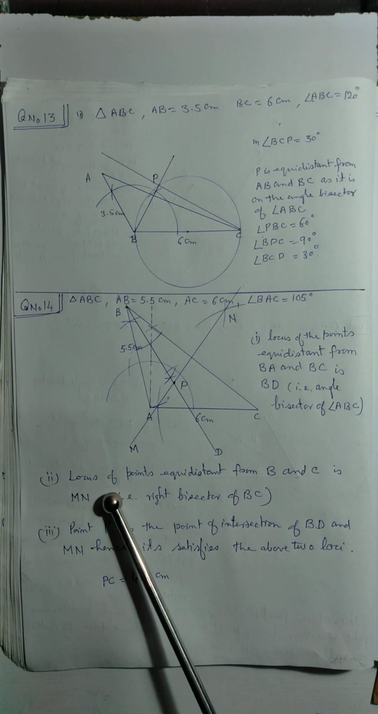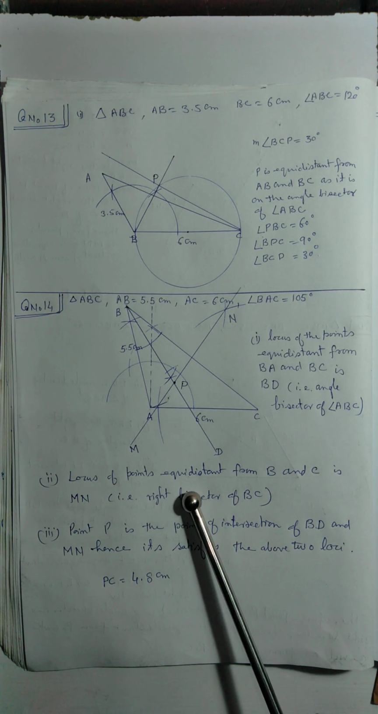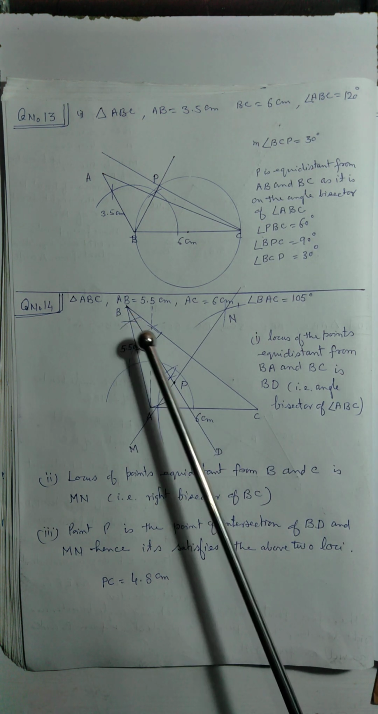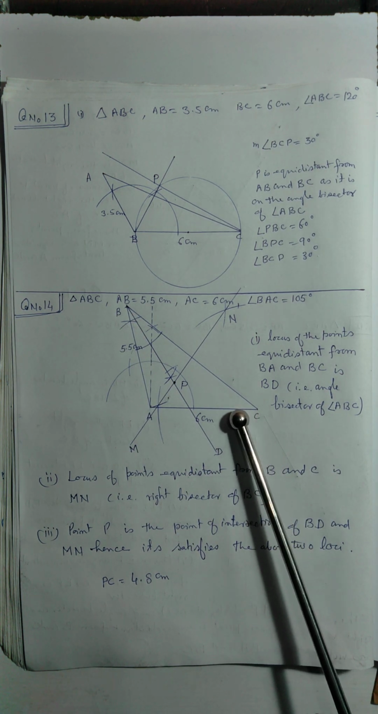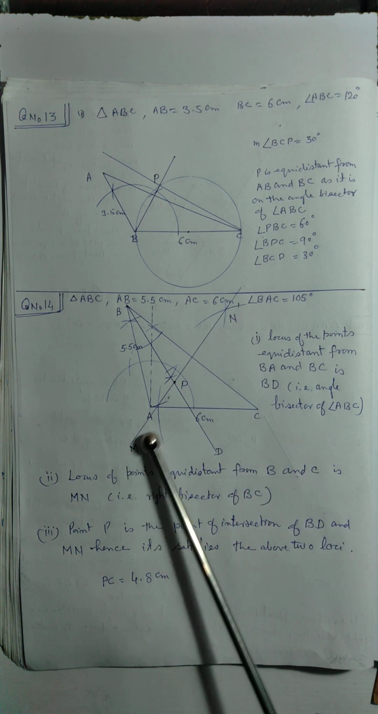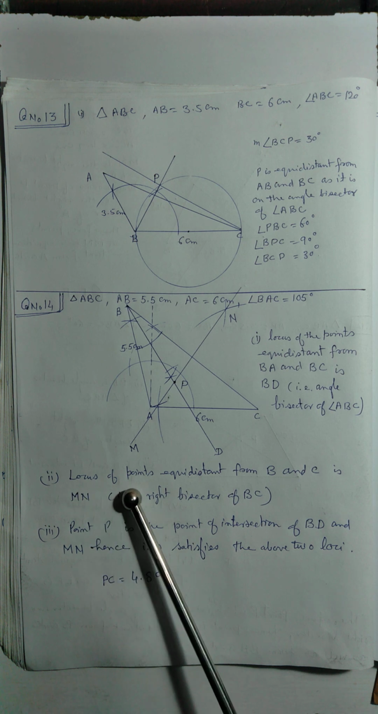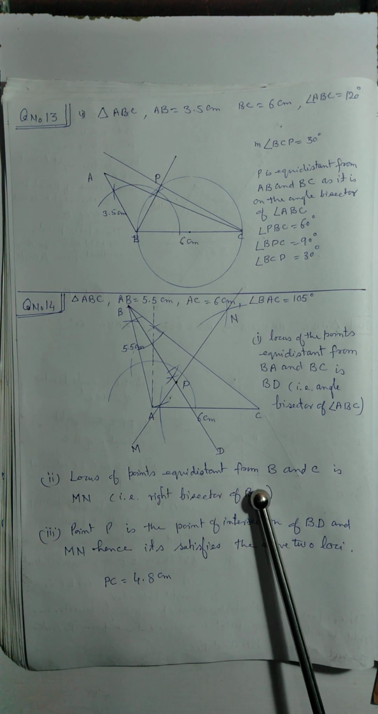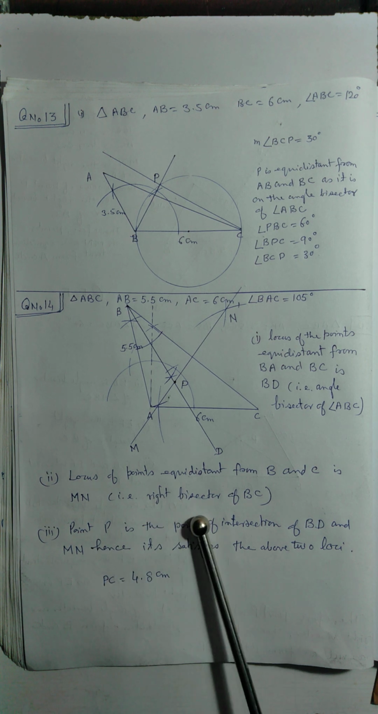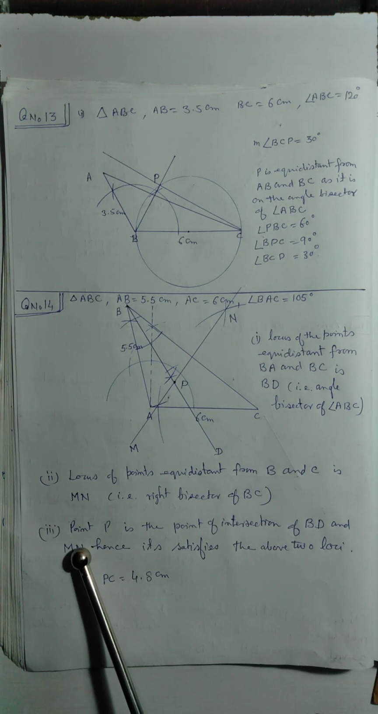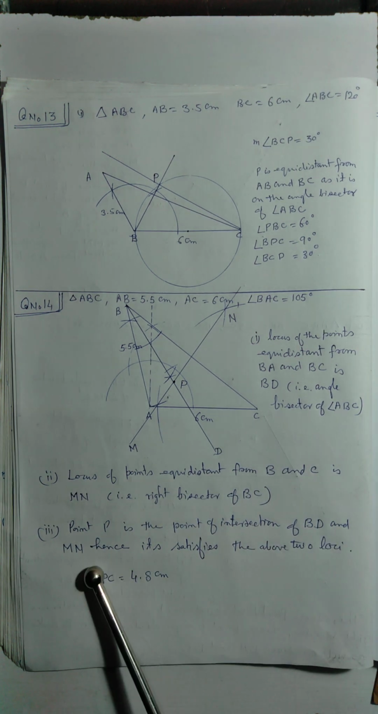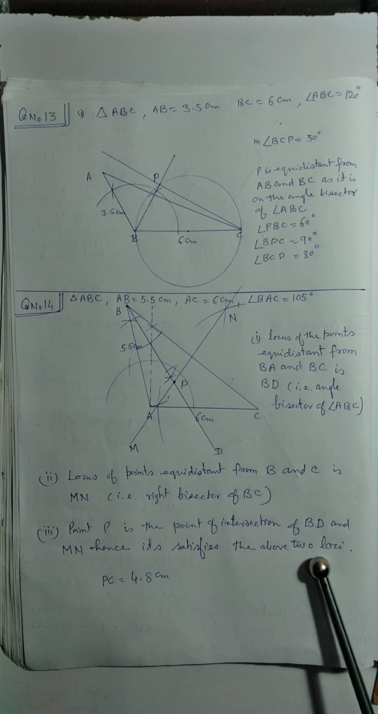Now the locus of the point equidistant from B and C will be the right bisector of BC. So MN is the right bisector. You see, the locus of the point equidistant from B and C is MN, that is the right bisector of BC. Point P is the point of intersection of BD and MN. Hence it satisfies the above two loci.